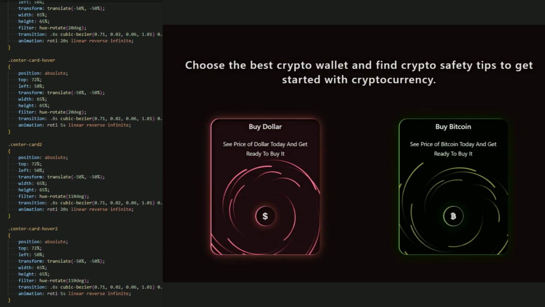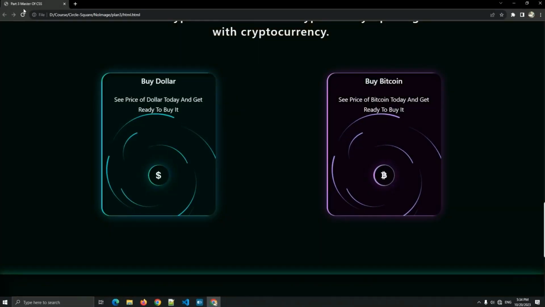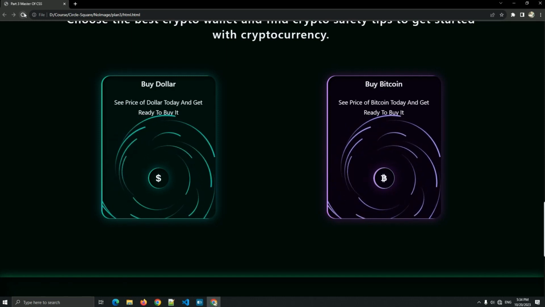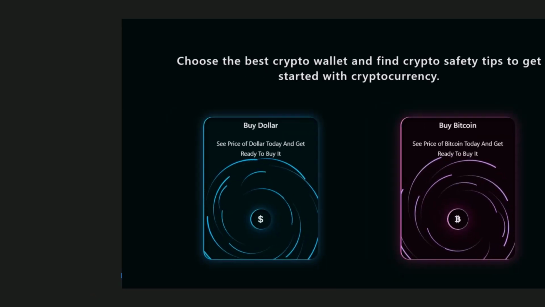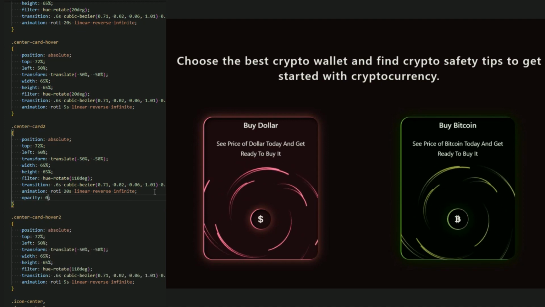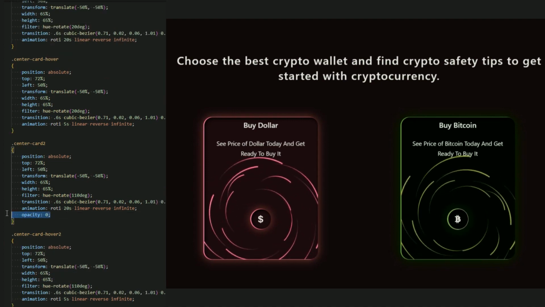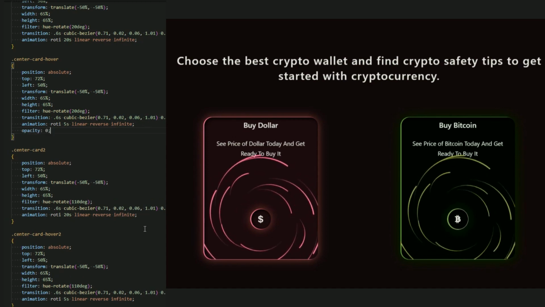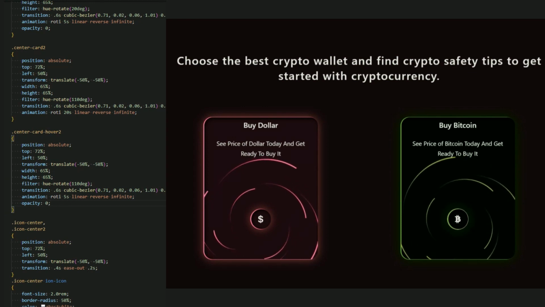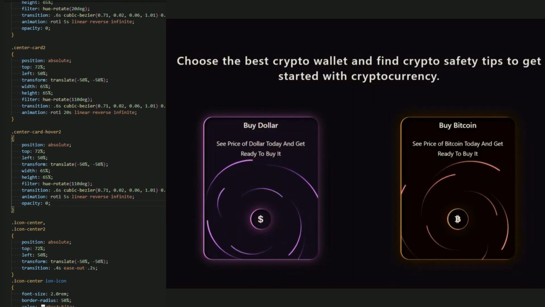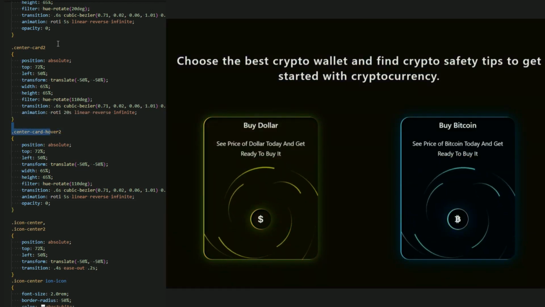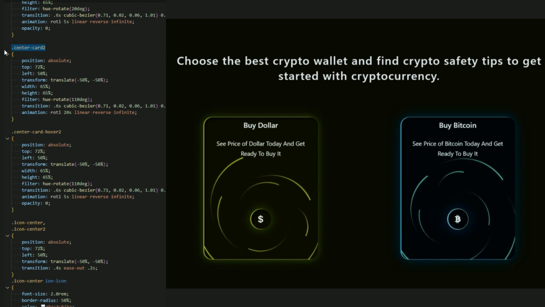Okay, now let me see the website to show what I mean. You see the animation of the center card hover is now enabled. So what you're going to do, guys, is add opacity 0 inside the center card hover and the center card hover 2. For this opacity, I want that when a user hovers this card, the animation of the center card hover is enabled, and the other animation is opacity 0, so we just see this animation.